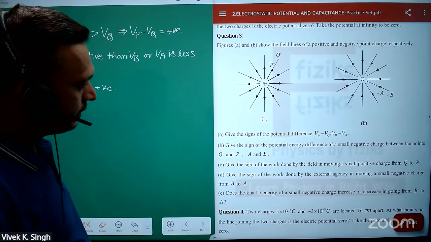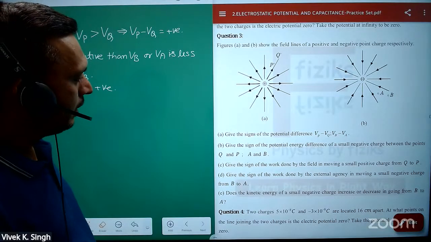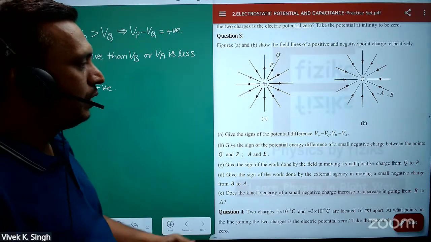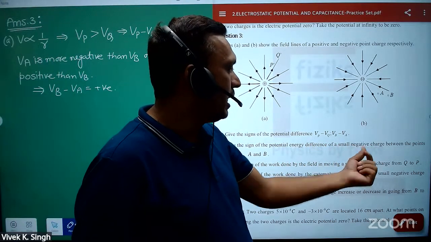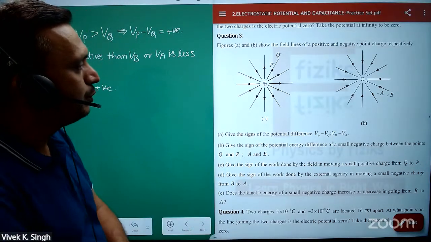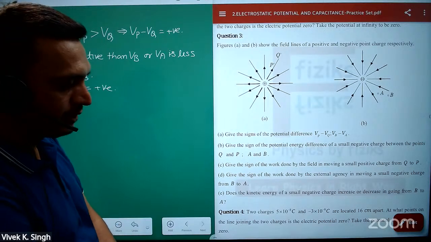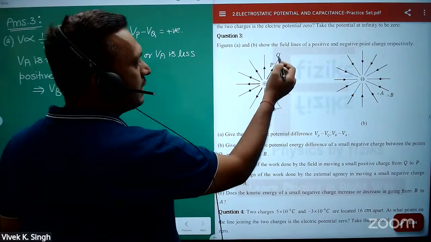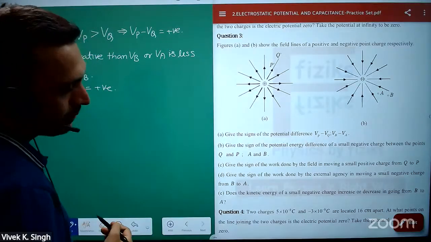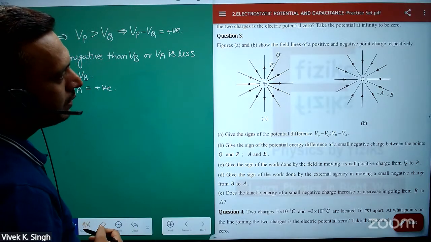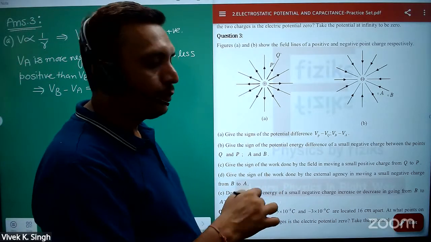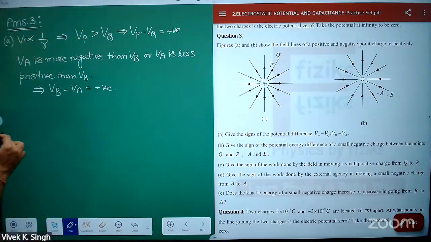Now B part. Just see, give the sign of potential energy difference of a small negative charge between the points Q and P and A and P. So if you have a small negative charge, if you place some negative charge, so what will happen? Negative charge will be attracted towards the positive charge, and charge will move from higher potential energy to lower potential energy. So just see.